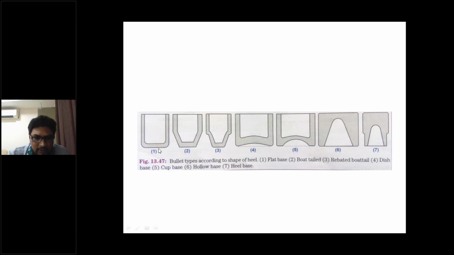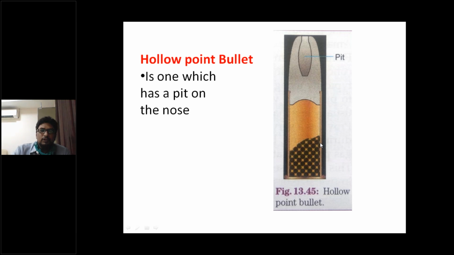These are some of the bullet types based on the shape of the heel, the base. It can be flat based, boat tail, repeated boat tail, dish based, cup based, hollow based, and heel based. So these are some of the types of bullets.